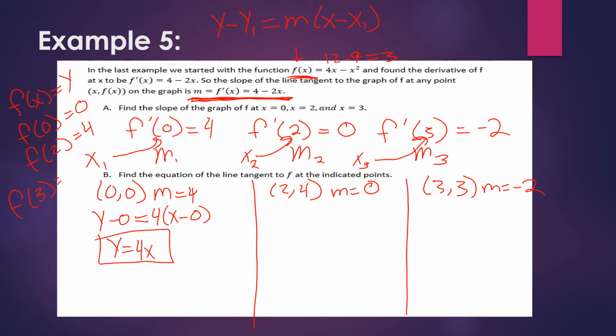For my second one, again, it's going to be y minus y1, so y minus 4, equals m, which is 0, times x minus x1, which is 2. Now, y minus 4, anything times 0 is 0, so y equals 4.